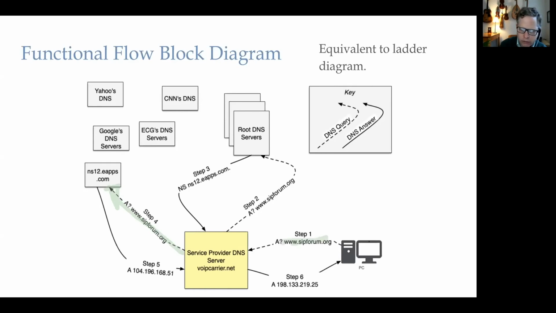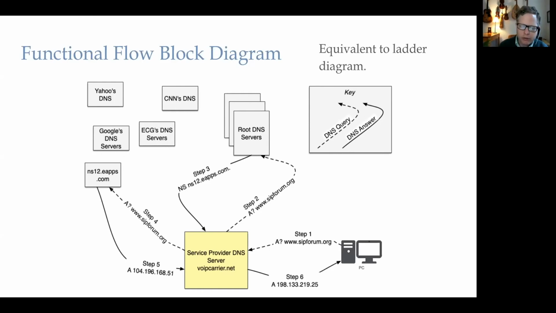So in each case, we're really repeating the same query. And then finally, we get back the real answer that we were looking for, which was the A record lookup, comes back in step five, back to the DNS server. And then in step six, that query gets sent back to the PC. So this is how DNS works in the ordinary vanilla case without a lot of fancy optimizations.